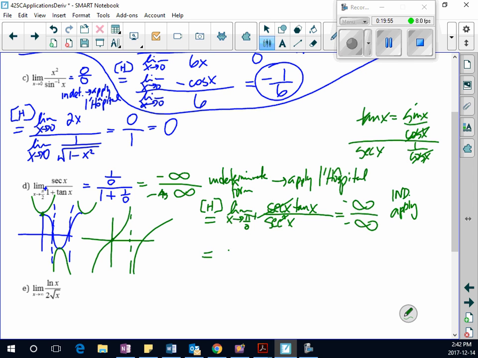So then this is just simplified to be the limit as x goes to pi over 2, we'll say from the right, of sine x. And that, of course, is 1. Yay!